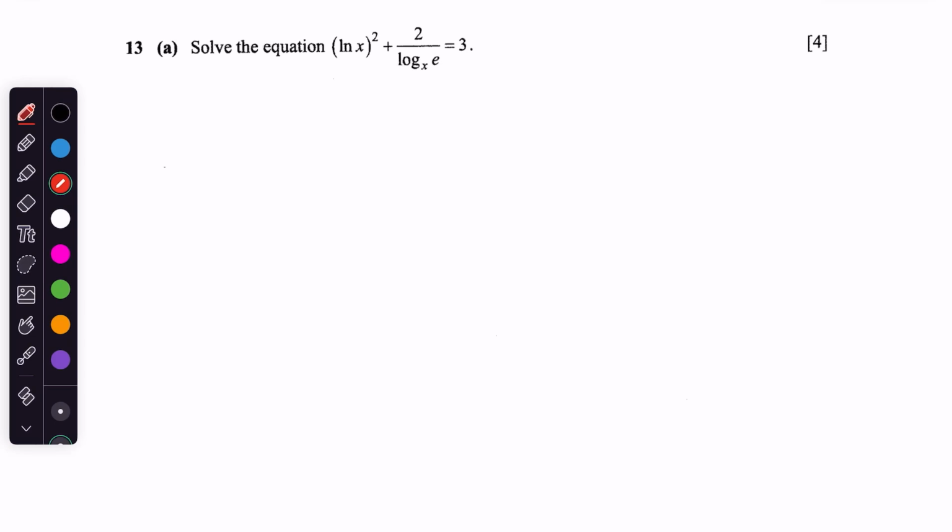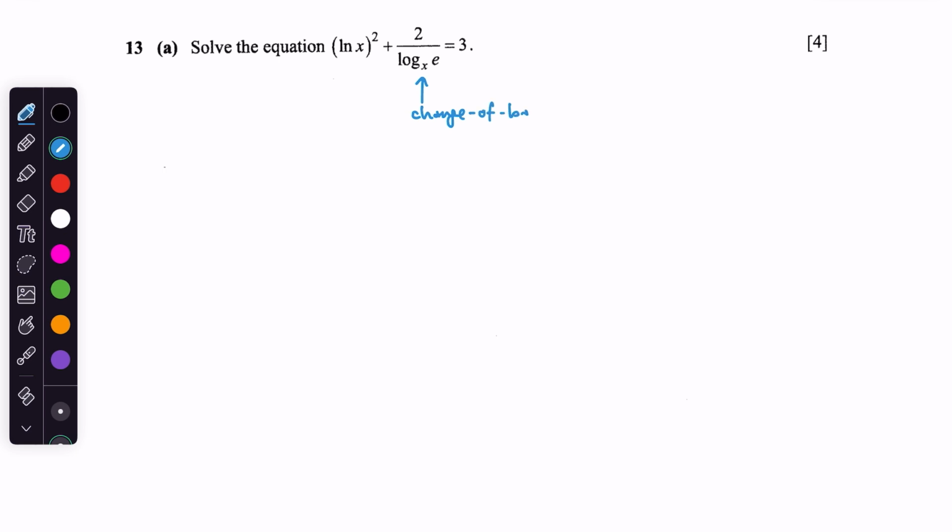In this video, we're gonna solve this question here. We have this equation and we want to solve it. In this equation, we notice that we have ln, which is log base e, and log base x. Typically speaking, if we see a variable in the base, that's not good. So we should do change of base.